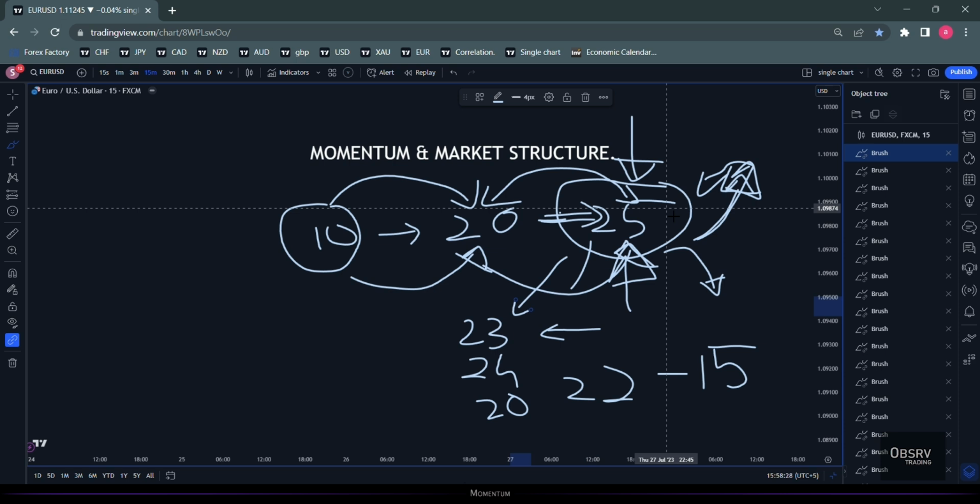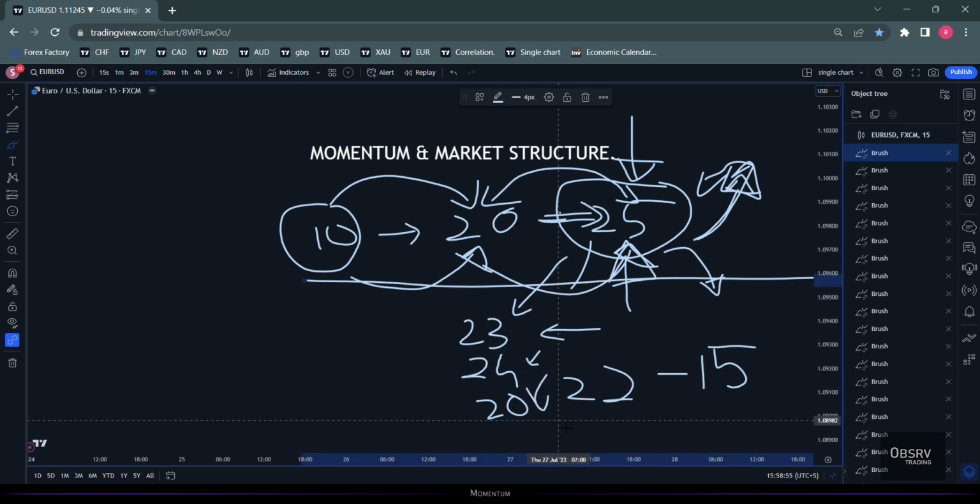It means that the momentum is still with the buy side, but a discount is coming in, or what we like to call a pullback, right? A discount is coming in. The momentum is still with the buy side because the increment in the prices have still been more than the decrease in prices. So it goes up to 24, comes down to 20. The momentum is still with the buy side, goes up to 22, comes down to 15.